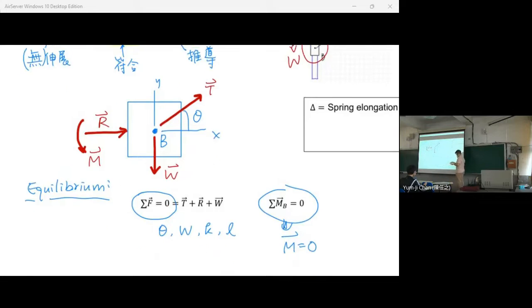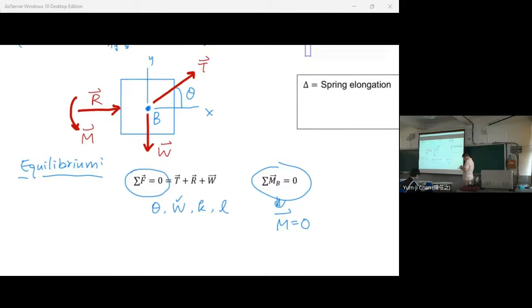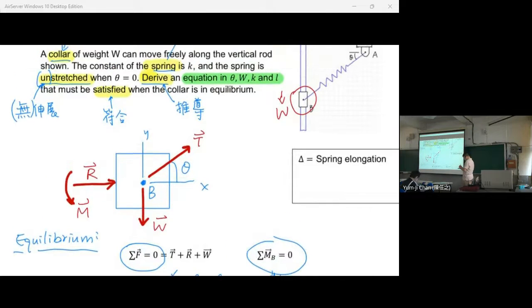In this equation, what do we have? We have W, right? But we don't have the other three. So where can we get these three? Because T is related to the spring and the spring is related to K and L. Let's go on to determine T. T is the force provided by the spring.